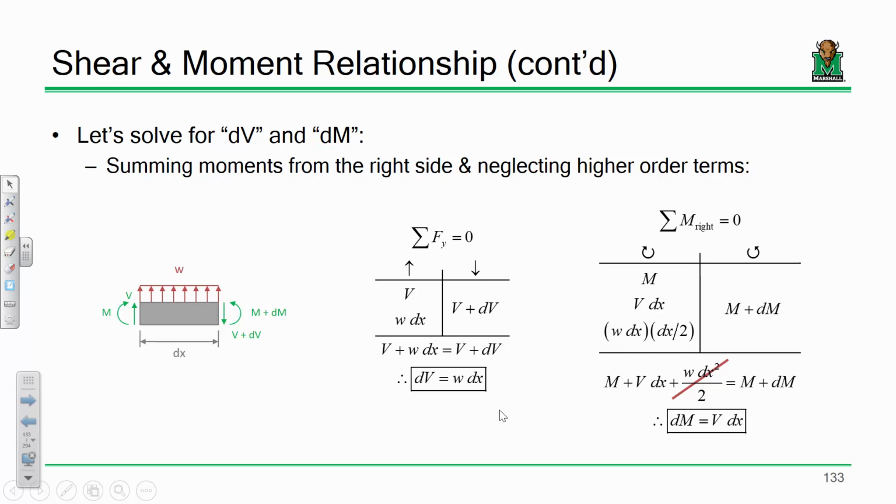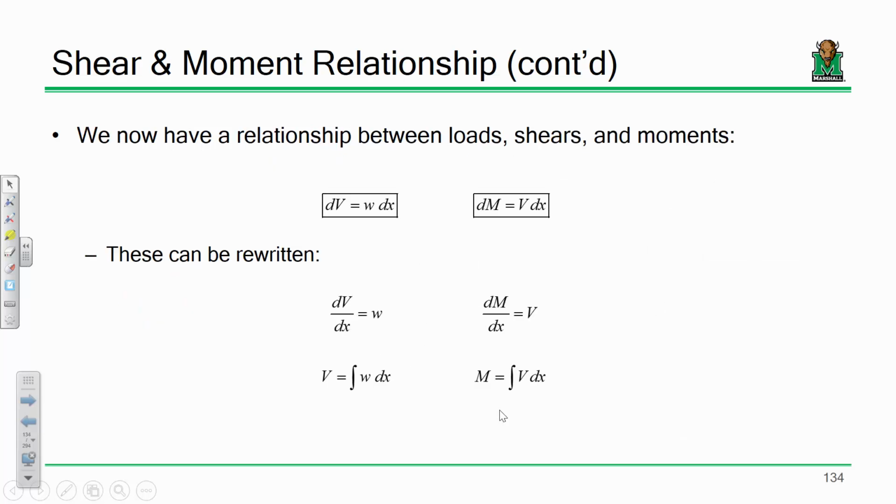So I propose then I get the following relationship. I get that dV is W dx and dM is V dx, okay? Now, you can probably look at these and see where this is going.